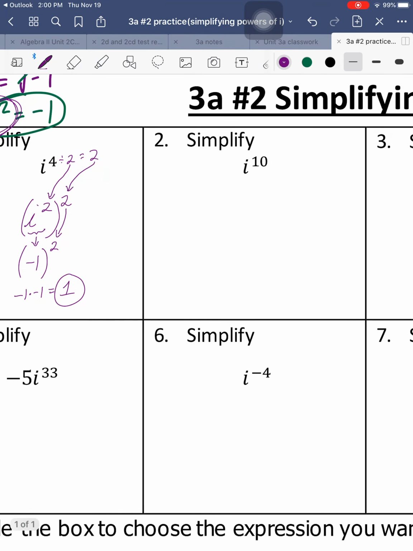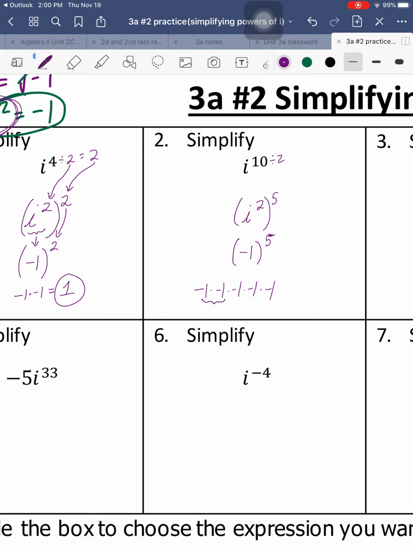Number 2, think about how many squares you can divide out of 10? Should be saying 5. So i squared to the 5th power is i to the 10th. Well, let's look at it down below. i squared is negative 1, so negative 1 to the 5th power. You could write this out if that helps you to start. Eventually, writing it out might not work so well. It will, but it's going to take a long time.